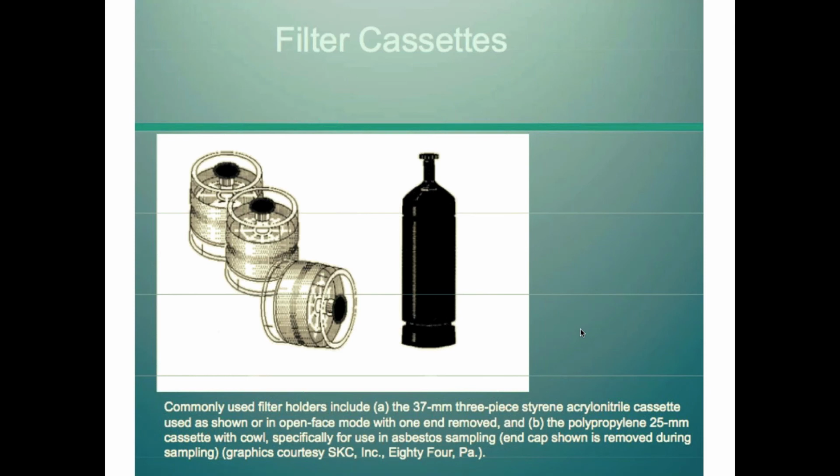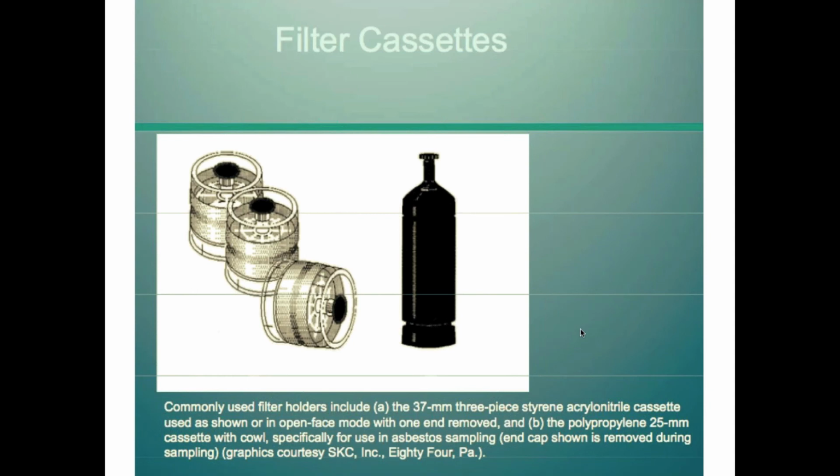Anybody know what this cassette is used for? This is a 25 millimeter cassette. Asbestos, this is used for asbestos. This, you use open face, right? Now, why is it so long and narrow? Why do you think that might be? Want to hazard a guess?